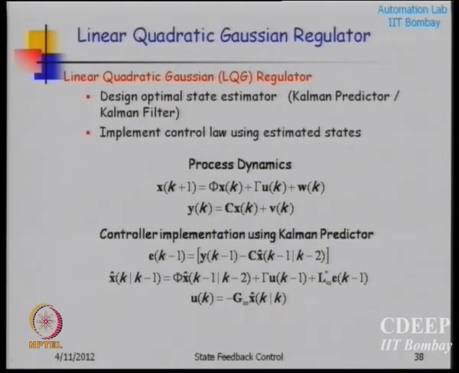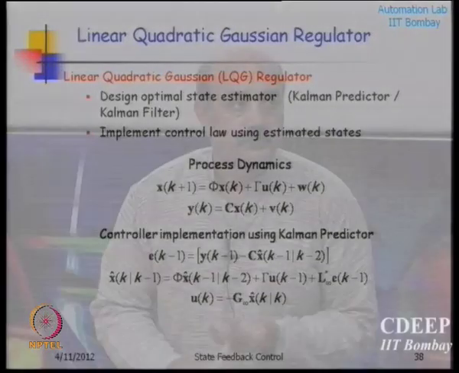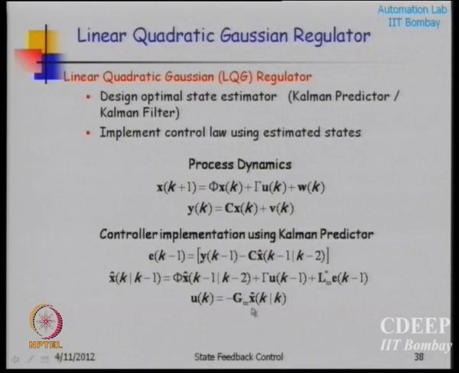You have a method of designing the observer through Kalman's approach, that is the Kalman predictor. You have Riccati equations for the observer. So actually, when you design this feedback controller, you have to solve two sets of Riccati equations, one for the observer, the other one for the controller. One to obtain L infinity, the other to obtain G infinity. Okay. When you are doing your assignment now, I am expecting you to implement this control law.